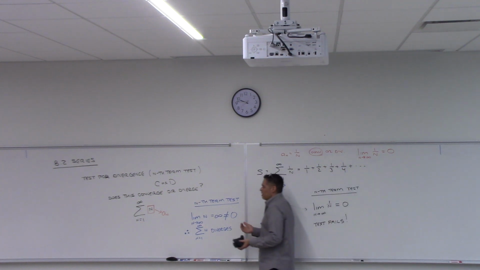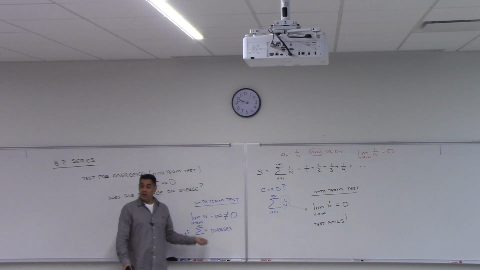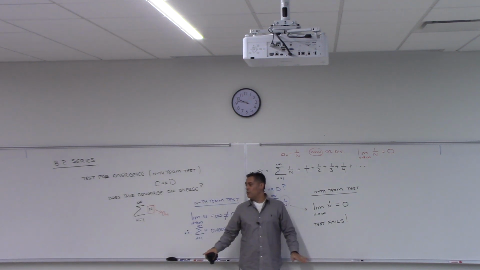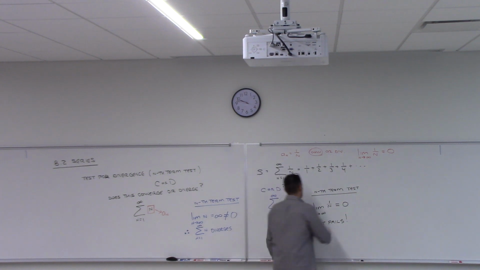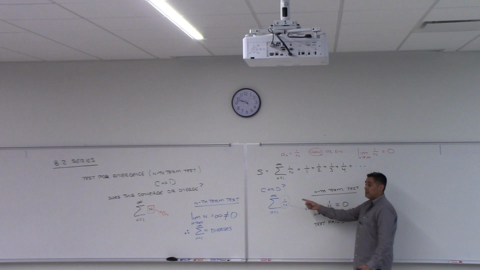Logically, most students, when they do the nth term test the first time, they're like, okay, got something other than 0, divergence, great. Oh, we got 0, convergence, no. No. The sequence converges, right? The sequence converges, but that doesn't tell me anything about this, the series. If the sequence converges to 0, that does not mean the series converges, does not.